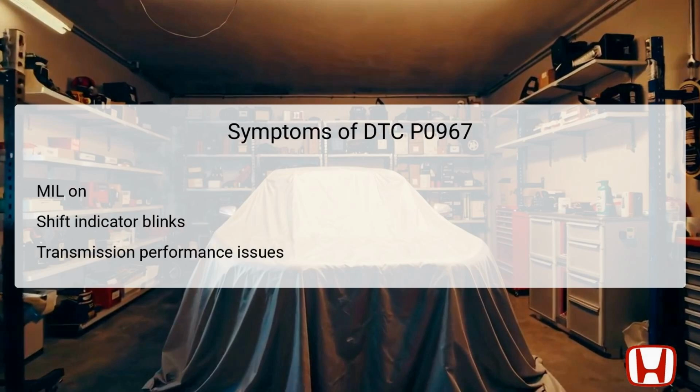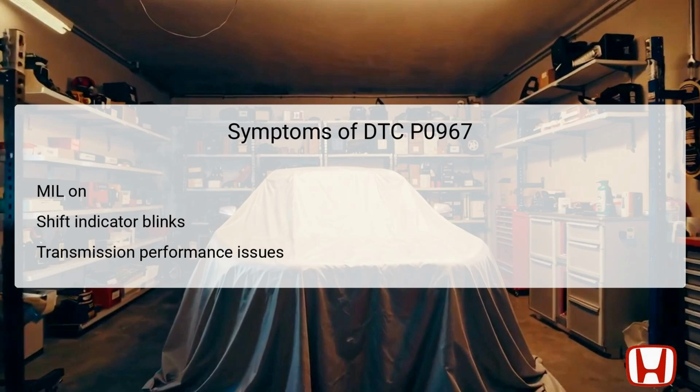Symptoms related to DTC P0967 can provide significant clues in diagnosing the transmission issue. The most evident symptom is the illumination of the malfunction indicator light, MIL, which indicates a problem within the vehicle's emission control system. Additionally, the shift position indicator may blink, signaling to the driver that the transmission is not functioning normally. These alerts often coincide with noticeable transmission performance issues, such as delay in shifting or reduced power delivery.